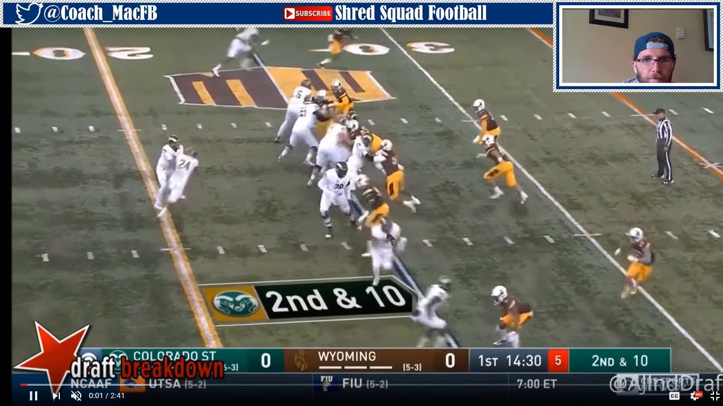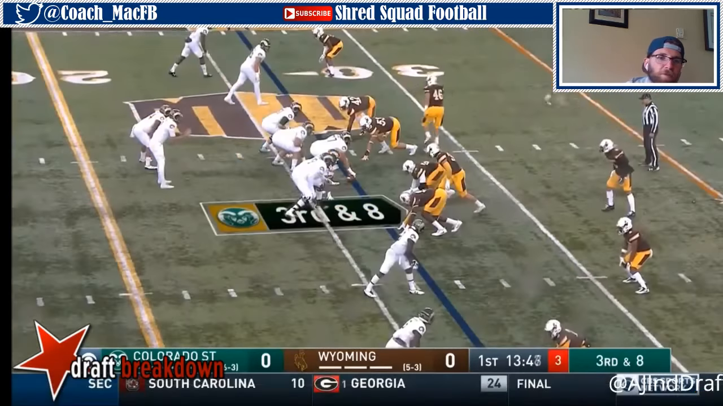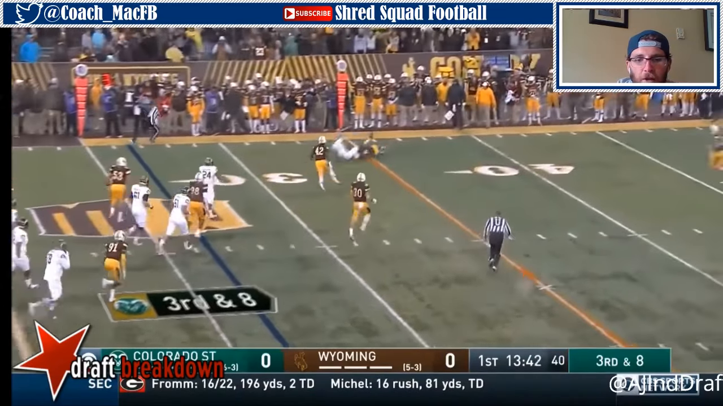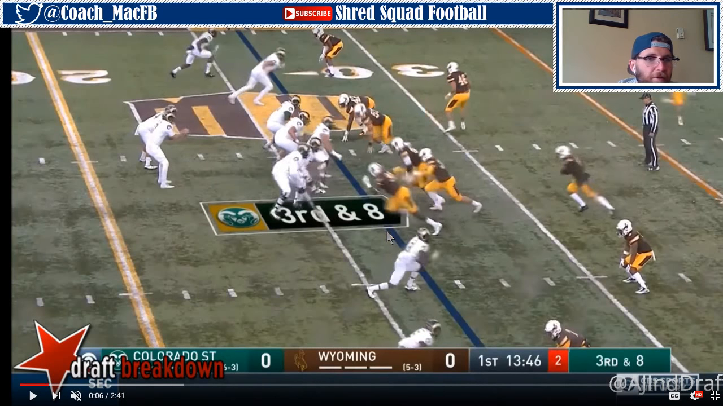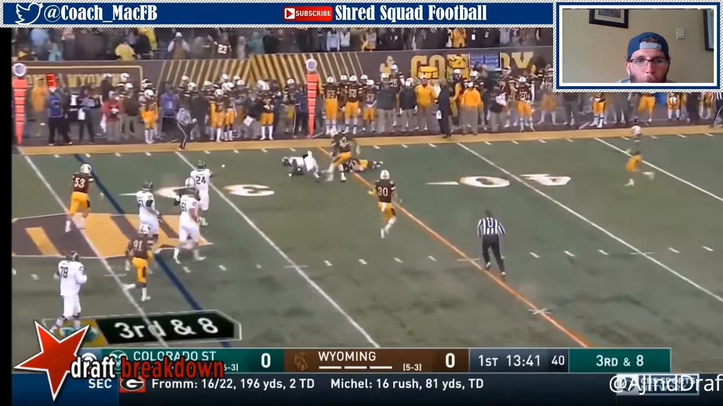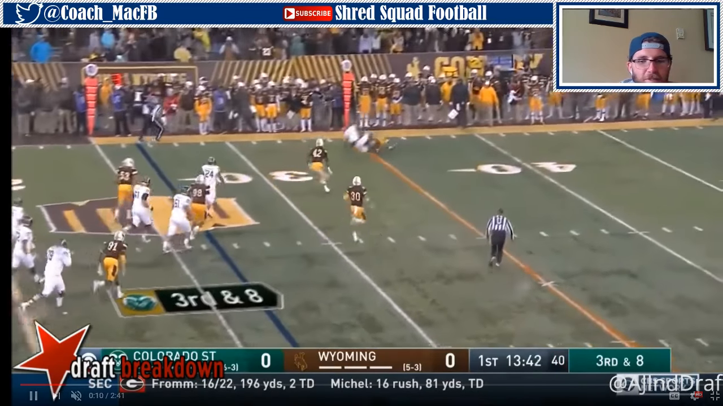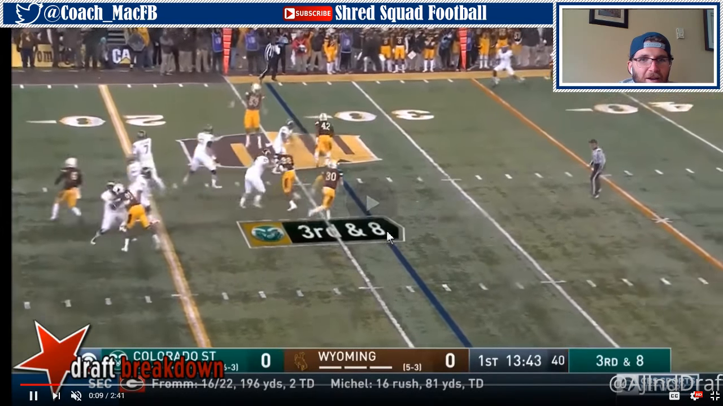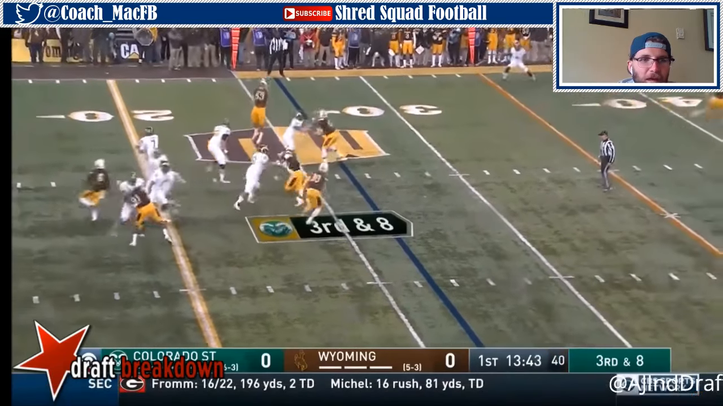That was actually a bad read. Yeah, you should have thrown the slant. You should have thrown the slant on that RPO. Oh my God. Watch this pattern. Did you see that? A back shoulder fade, a back shoulder dime. Look at that. Zip.